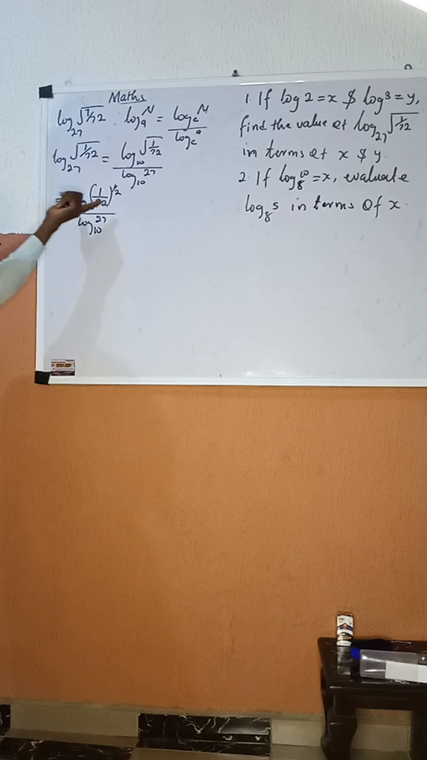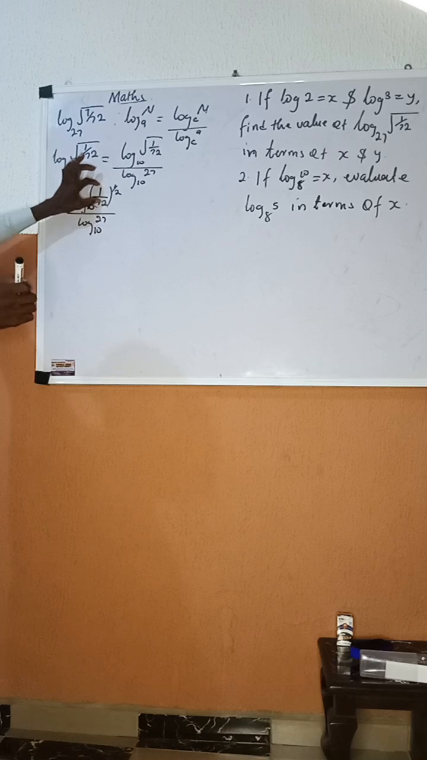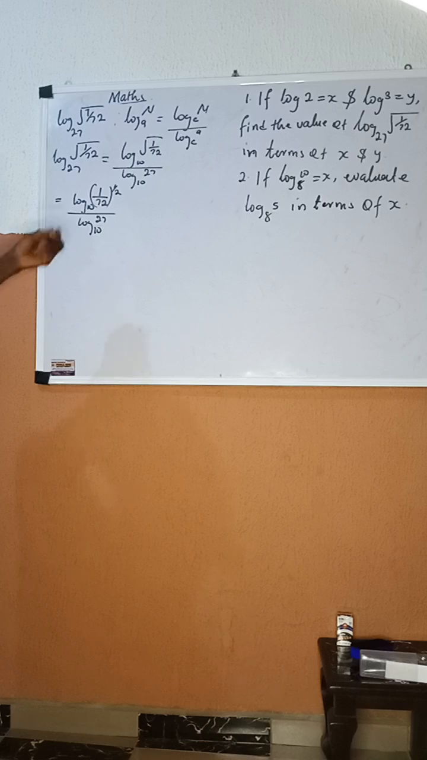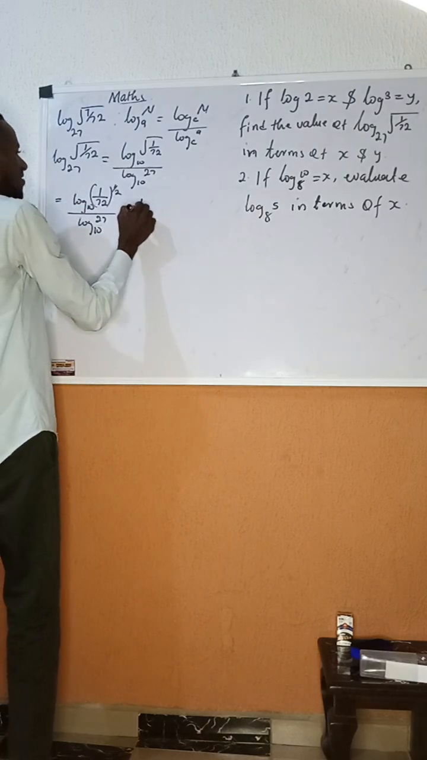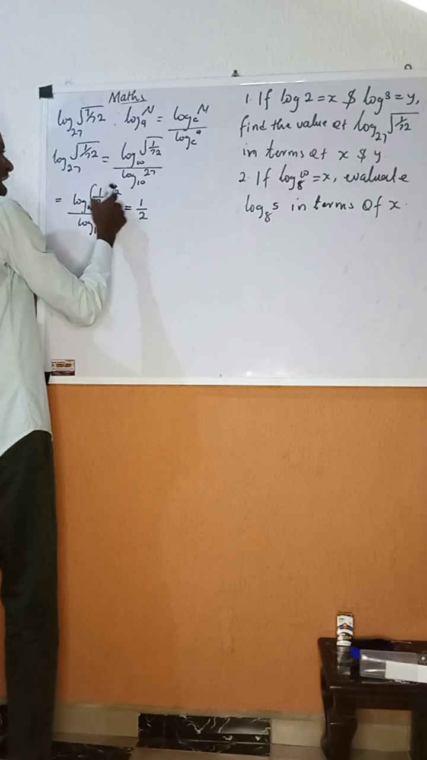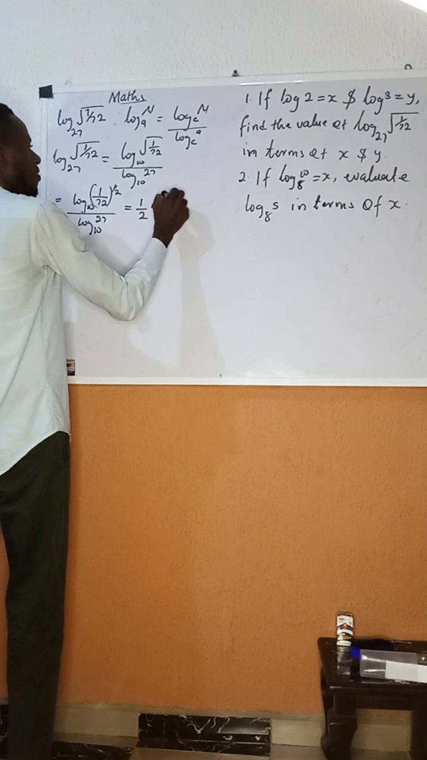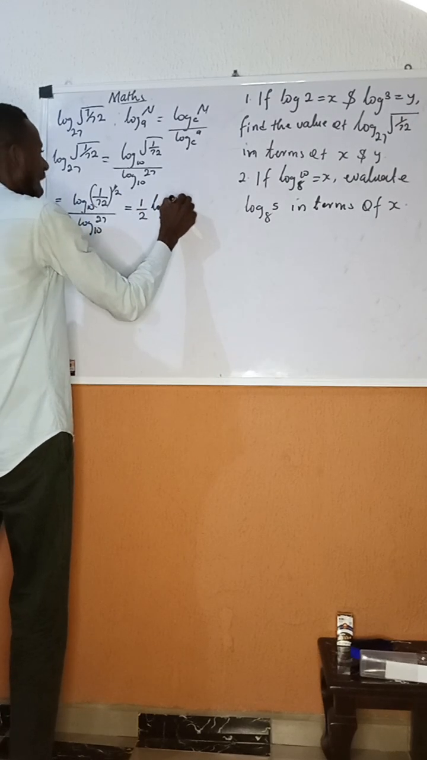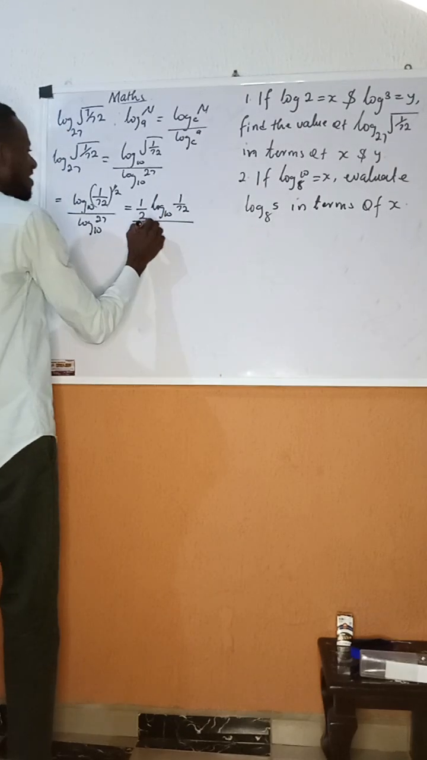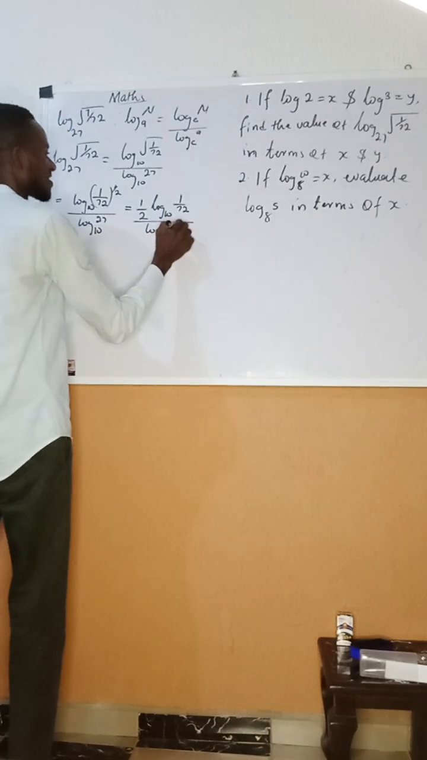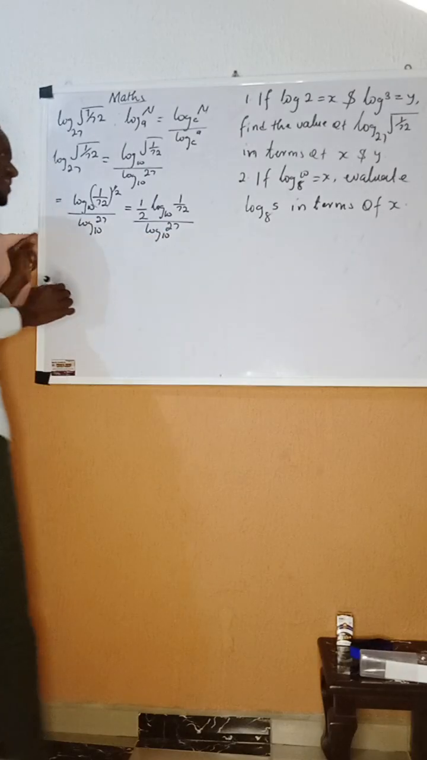Of course, when we have this in this way, we are told in logarithm that whenever a number is raised to a power, we use that power to multiply the entire logarithm. Therefore, this problem can be written as 1 over 2, which is the power I have here, times log of base 10, 1 over 72, all over. What I have here is what? Log of 27 in base 10.